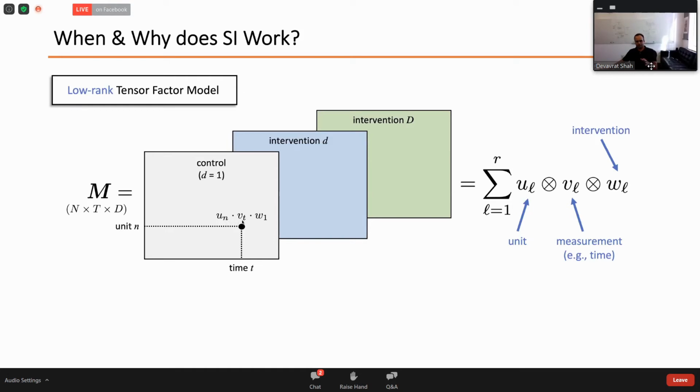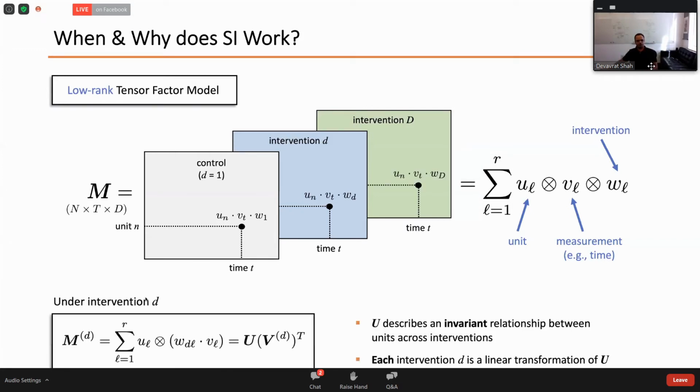Putting it another way, at least in a simple setting, let's suppose I want to understand what would be the true measurement M associated with unit N, day or time T, and intervention 1. Well, it's U_N times V_T times W_1. If I go laterally from here to intervention D, the first two remain the same, but it's W that's changing. Of course, if I keep the same W and same U, but go across T, across columns, then it's V that's changing, and across rows, it's U that changes. Right? So each unit, each time, and each intervention has its own factors, and this is simply a tensor of that.